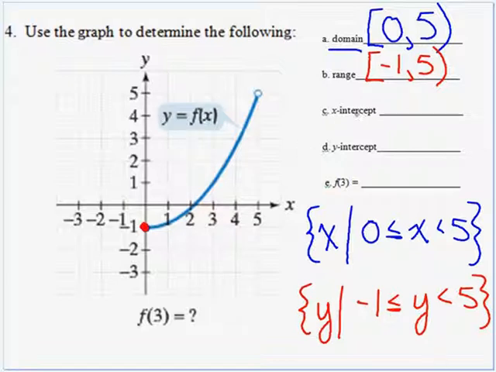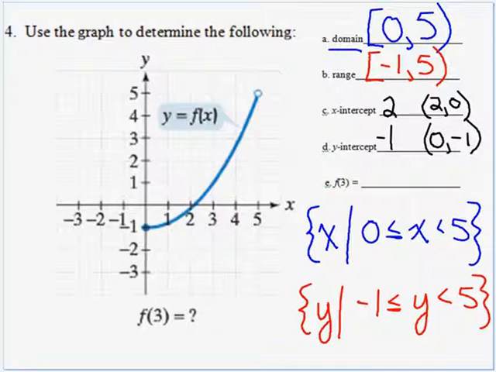Okay, x-intercept. What's our x-intercept? Well, we could say x is 2 is where we cross the x-axis, or if you like a point, 2 comma 0 would also work. And our y-intercept, well, we don't cross the y-axis, but we do touch it here at negative 1. So our y-intercept is negative 1, or you could write it as a point, 0 comma negative 1.